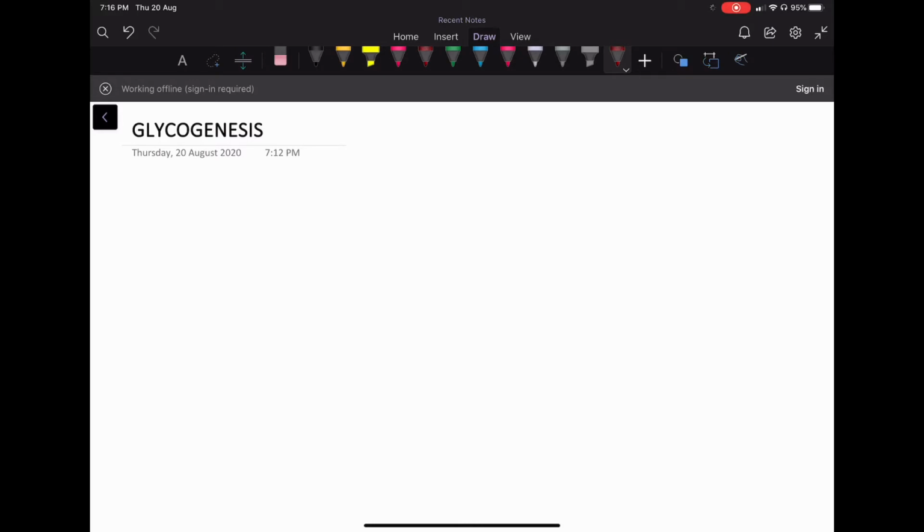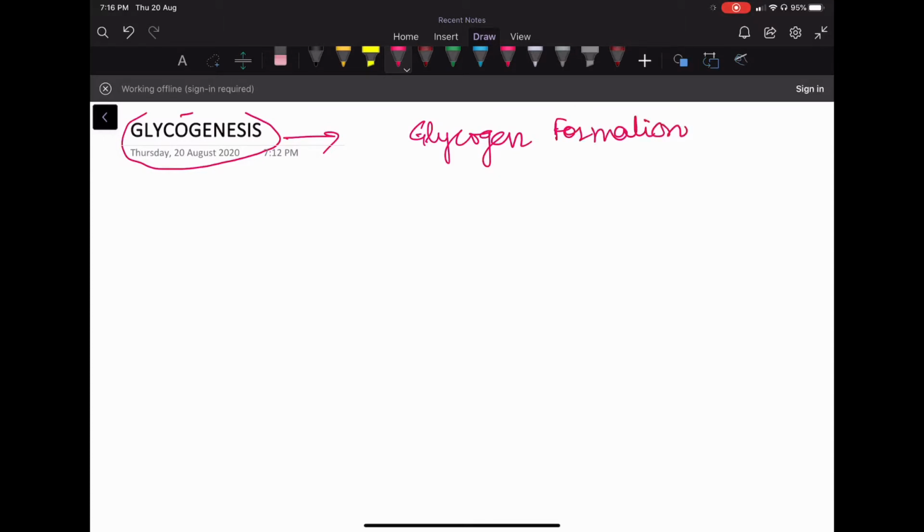Hello everyone. We are starting today with a cycle which is called glycogenesis. So glycogenesis, as the name indicates, is the cycle which leads to the formation of glycogen. And glycogen is formed with the help of a number of molecules of glucose.